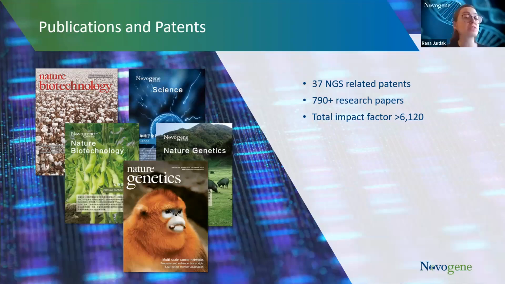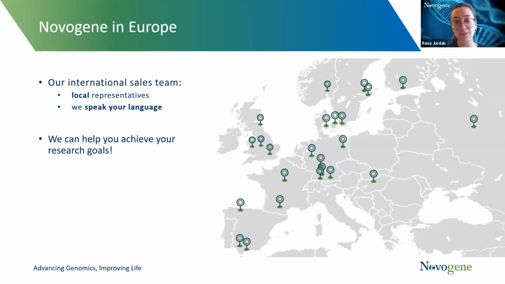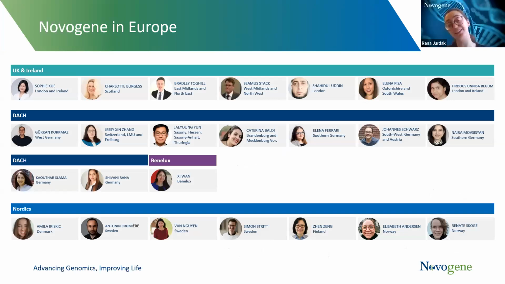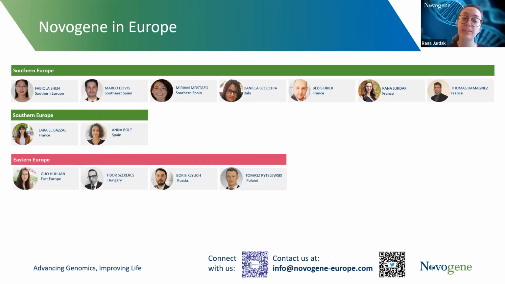Another proof of customer trust is our ever-growing Novogene community. As a matter of fact, our CS team, which is located all across Europe, is growing on a daily basis, and we are all very delighted to help you with your project. So here is a picture, or I'd like to introduce to you our sales team. We really live next to you, we speak your language, and we just want to help you get the best out of your projects. Here you can see the UK and Ireland team, the Dutch team, the Nordics team, without forgetting the Southern and Eastern Europe teams.